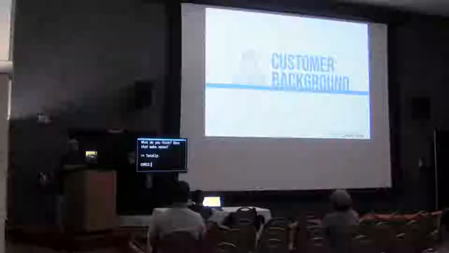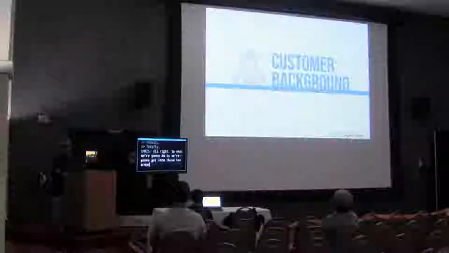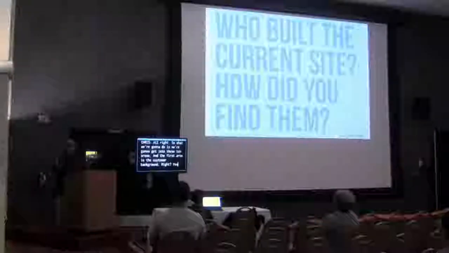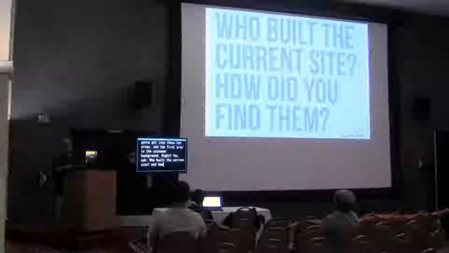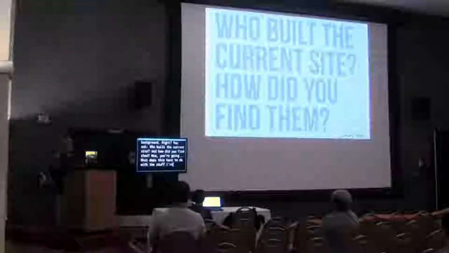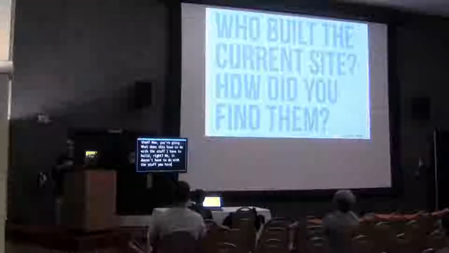All right, so what we're gonna do is get into these 10 areas. And the first area is the customer background. You ask, who built the current site and how did you find them? Now you're going, what does this have to do with the stuff I gotta build? No, it doesn't have to do with the stuff you have to build. It has to do with the person sitting across the table from you.